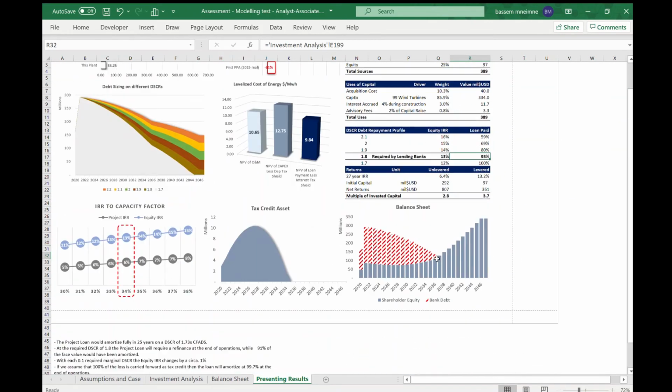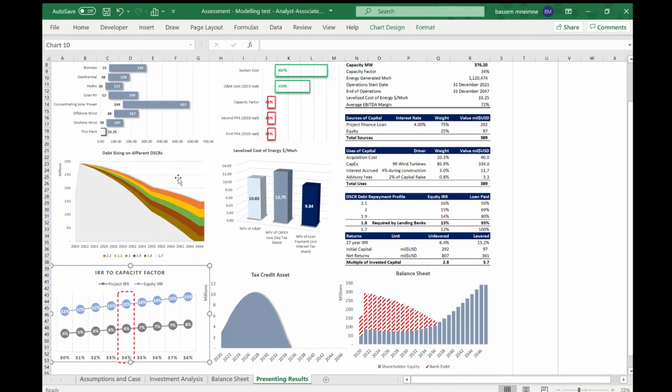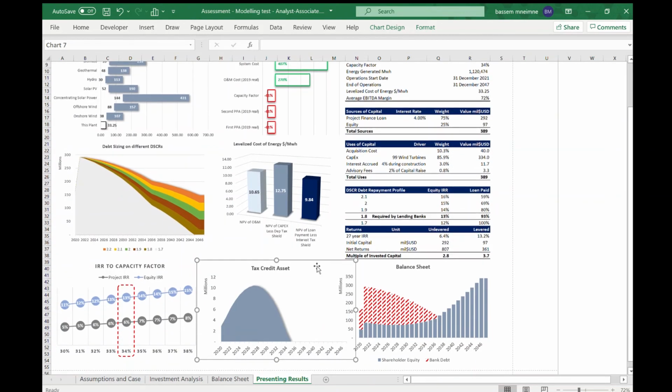I also represented the capacity factor here. I'm showing that at a 34% capacity factor, my project IRR is 6%, and this is the base case. If that changes, obviously my IRR is going to go down, and if that goes up, my IRR is going to go up, for both cases. This is my tax credit for the period because I have a tax carry forward of around 30%.